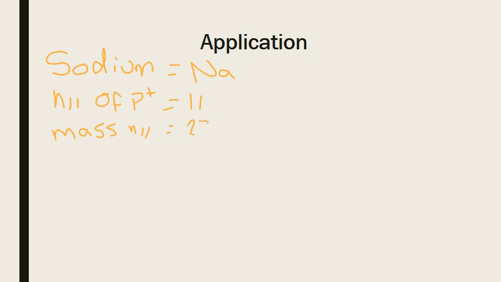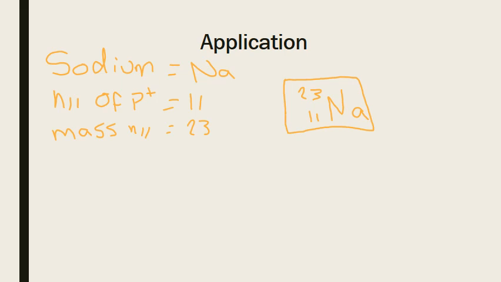is 23. So if I'm going to do the atomic symbol for it, I'll write Na. I'll have normally the bigger number, so that's the mass number. We normally find it at the top. And the smaller number, which is the number of protons, we write it at the bottom. And that's how we write an atomic symbol.